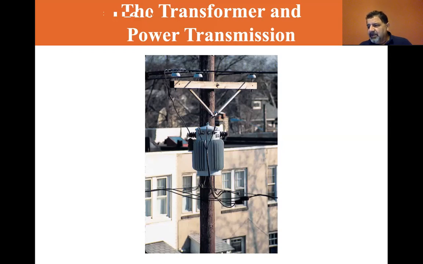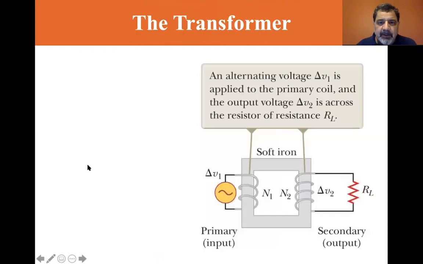So the transformer is the device that can change alternating voltage and current without causing appreciable changes in power delivery. In the figure is a typical transformer in a residential area. Let's read the caption on the figure. An alternating voltage delta V1 is applied to a primary coil, and the output voltage delta V2 is across the resistor of resistance RL.